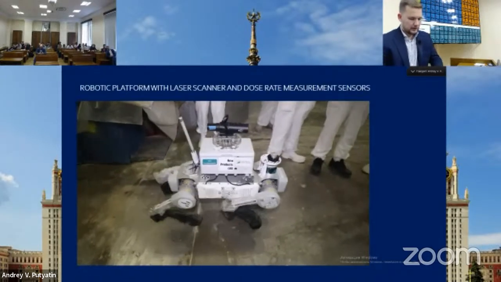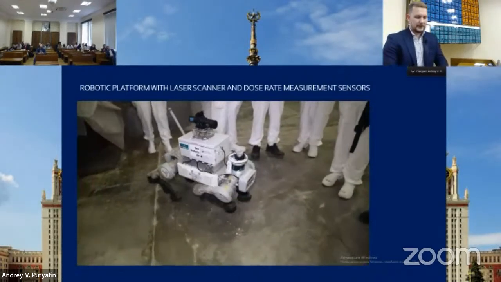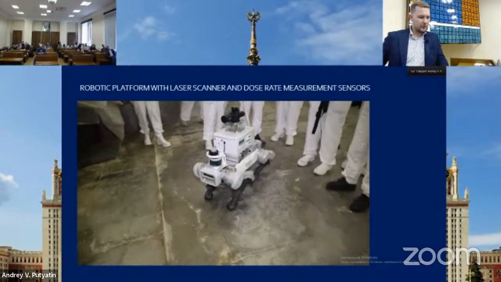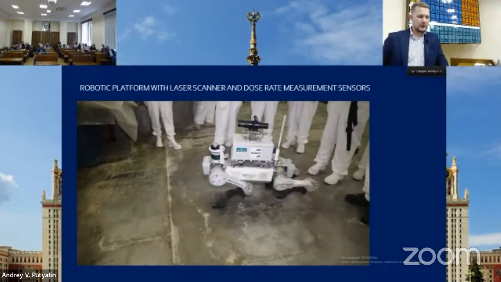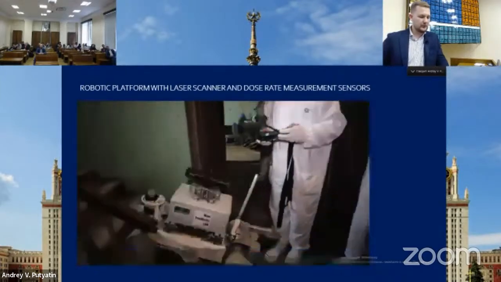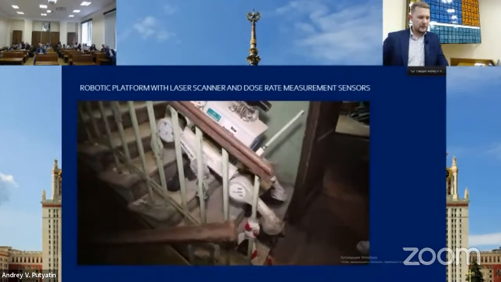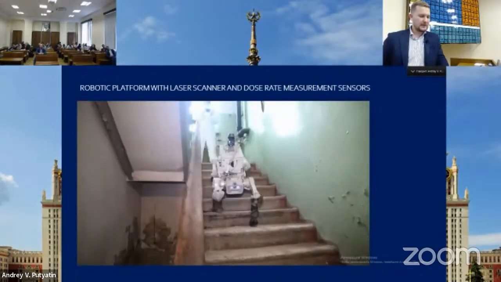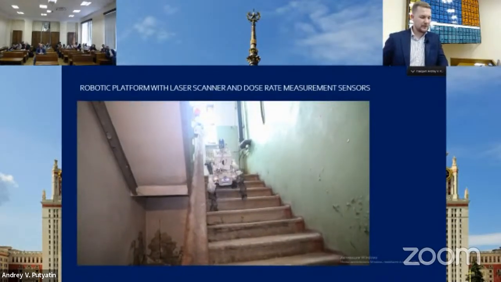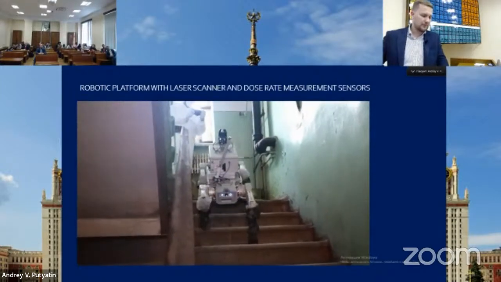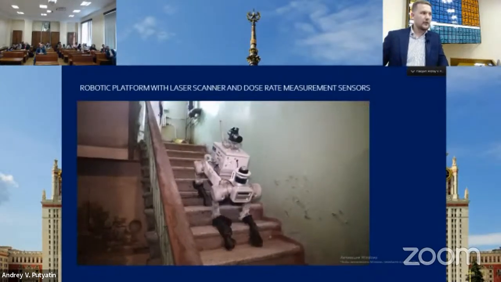Okay, this is the robotic platform. It is a dog-shaped four-legged robot from Deep Robotics company. The robot is equipped with a laser scanner, panoramic camera, and dose rate measurement tool. Here in the video, we tested the ability of the robot to move through complex facility environments such as stairs. And the test shows that this robotic platform performed in a very good way.